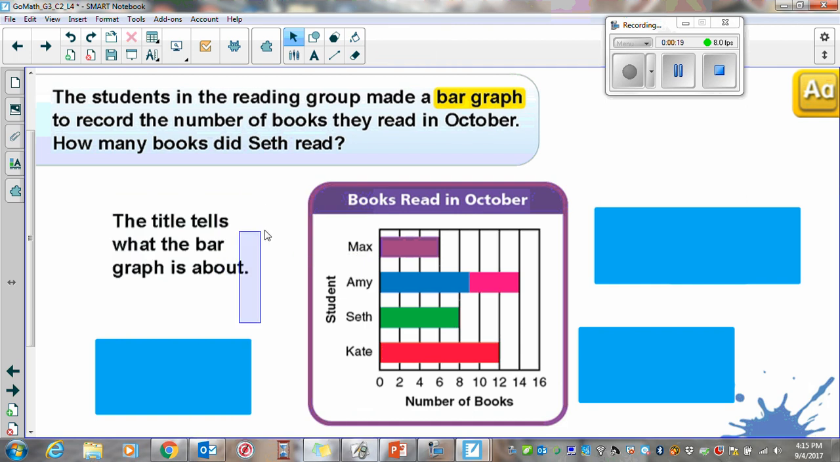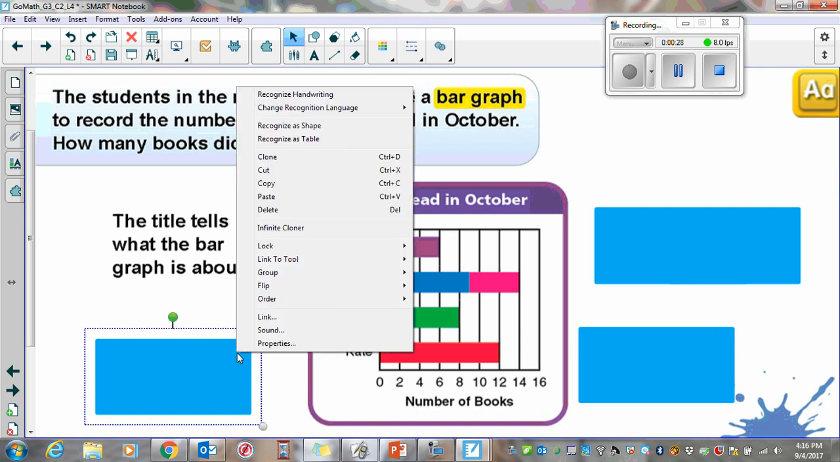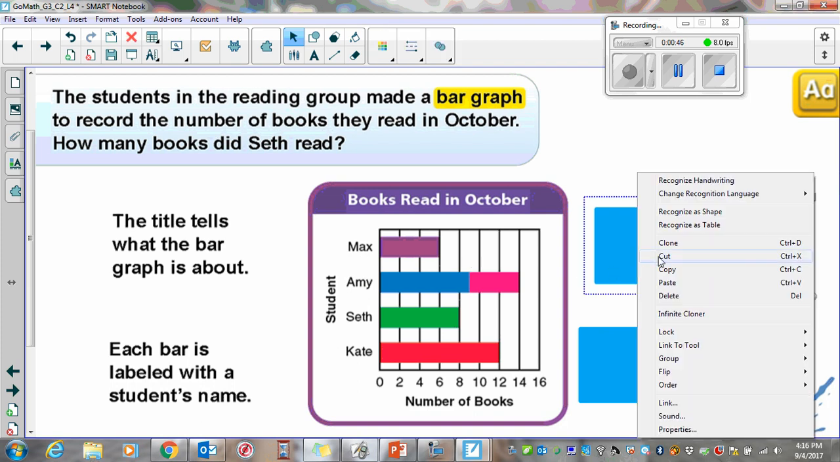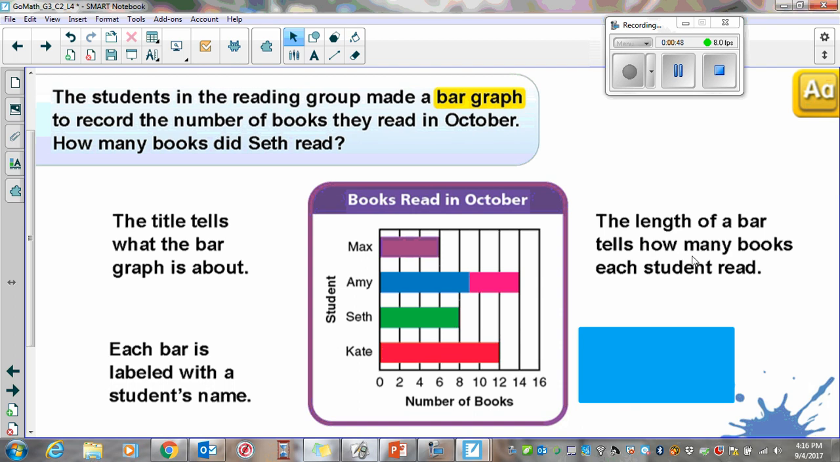The title of the bar graph tells what the bar graph is about. And this bar graph is showing books read in October, and down the side it shows you the students. And the list of students tells us that each student is listed separately. We can see that this bar represents Kate, this bar represents Seth, this bar represents Amy, and this bar represents Max. The length of each bar shows us how many books that student read.